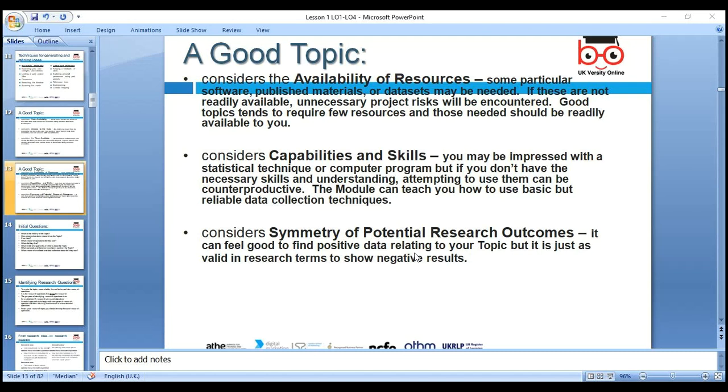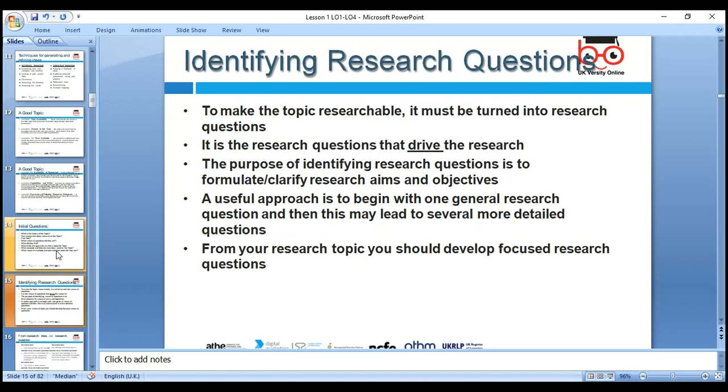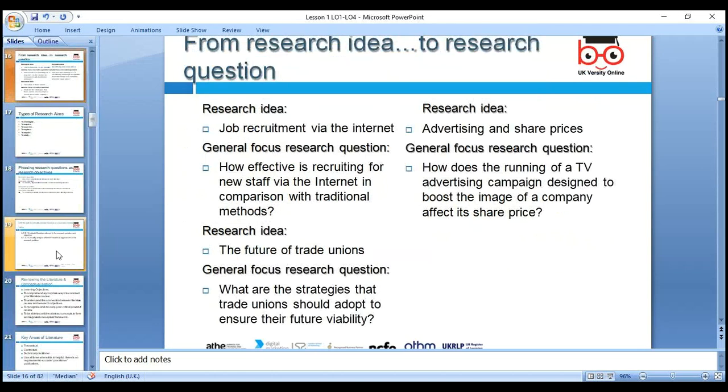And potential research outcome. What do you really want to achieve out of the research? Any questions? No. Okay. So what is the history of the topic you need to look around? The research question you need to decide.